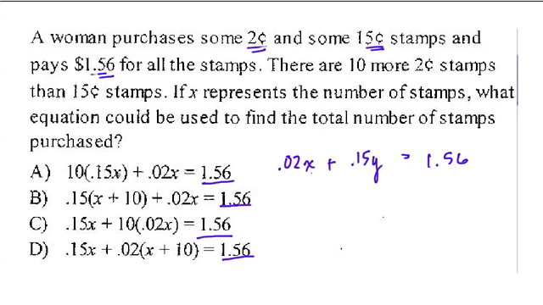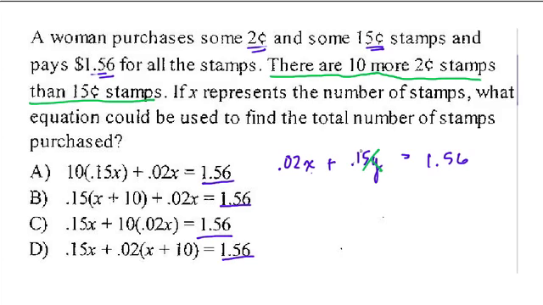But notice, again, in all of these, there's only one variable, X. Why is that? Well, that's because of this piece of information right here. We know that there are 10 more 2-cent stamps than 15-cent stamps. So I'm going to go back and say that the number of 2-cent stamps is based on the number of 15-cent stamps. And I'm going to use X as a variable.